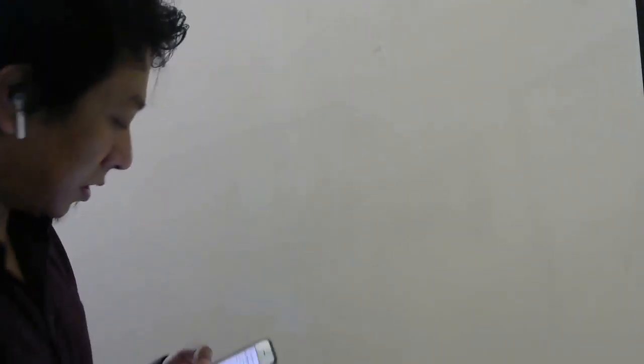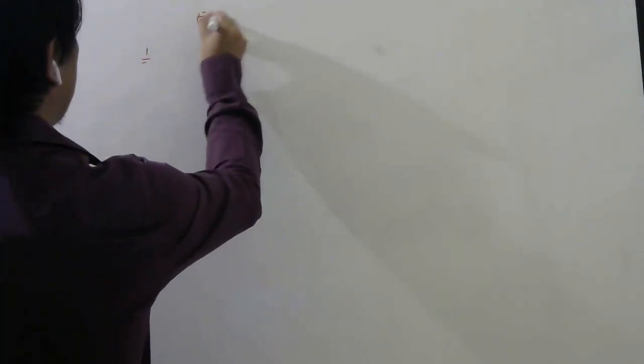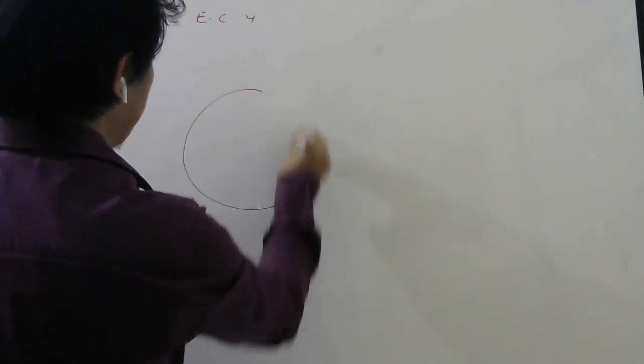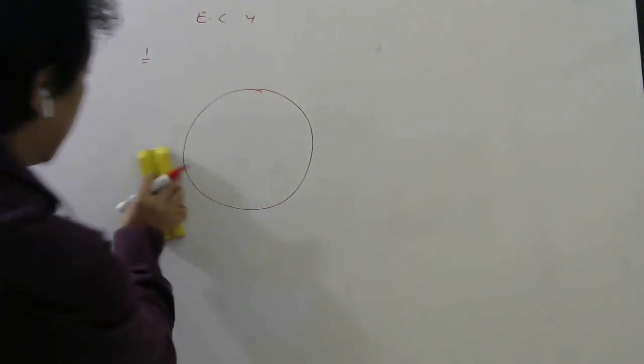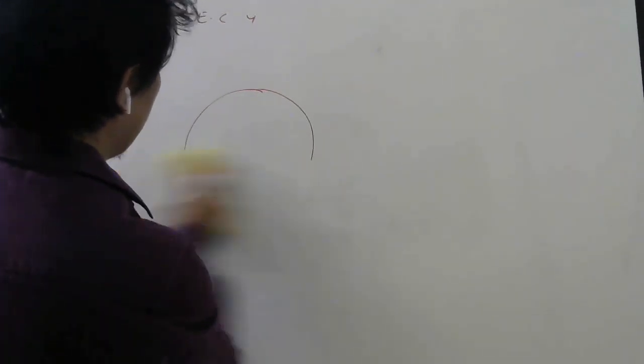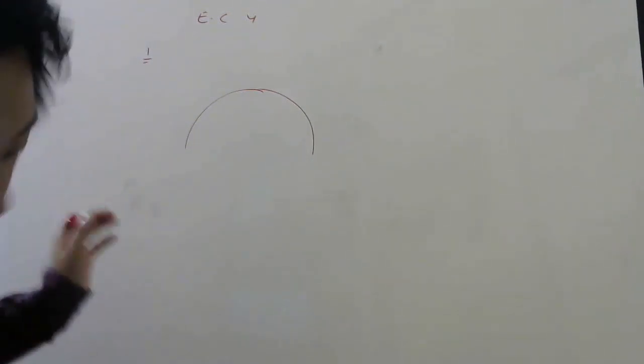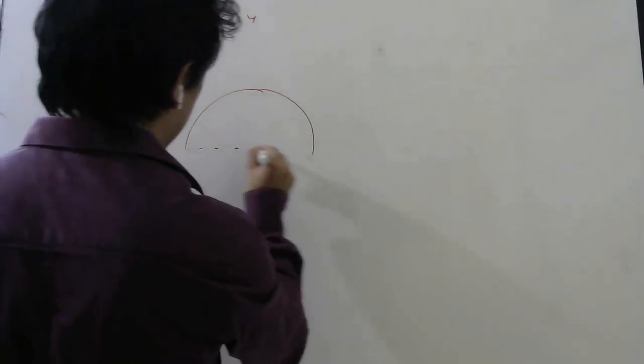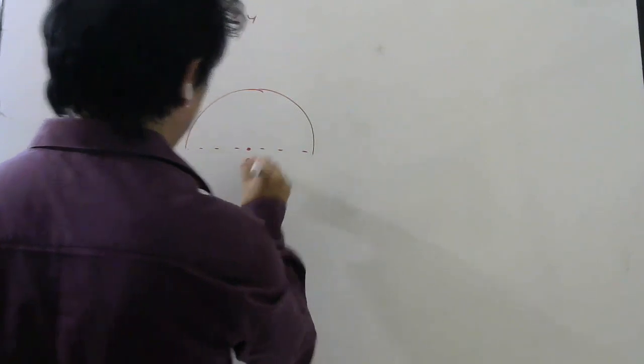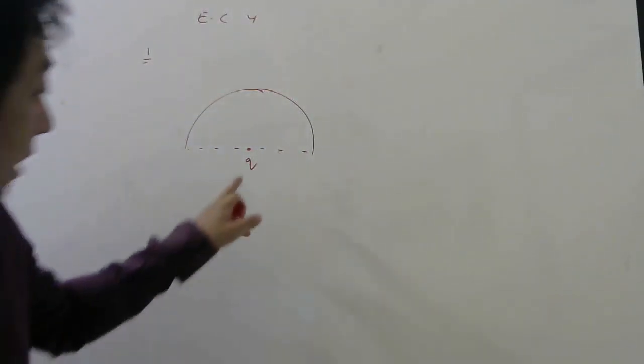We will now solve entrance corner for question number 1. So the question says a figure shows a charge Q placed at the center of a hemisphere. So this is question number 1, entrance corner 4. There is a hemisphere, so let me cut this part, and they have kept a charge Q at the center of the hemisphere.